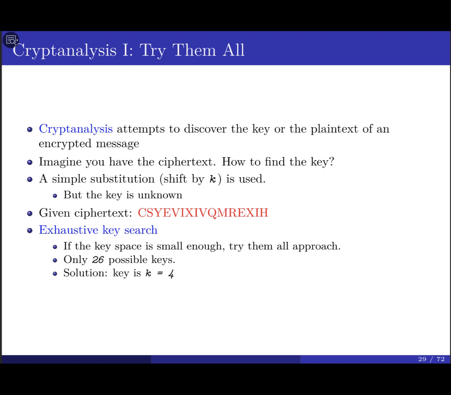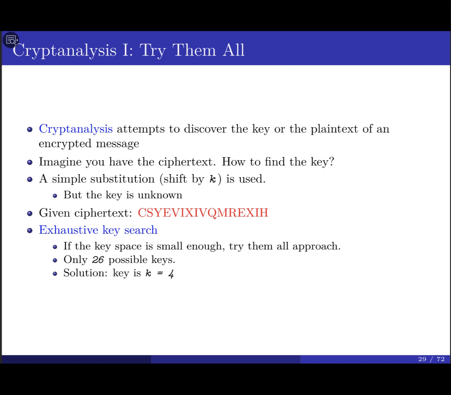So how can you cryptanalyze? How can you try to discover the plain text given the ciphertext? Of course, you need to know what encryption scheme you use. I'm going to say simple substitution, shift to the right by 0 up to 25. Okay? I give you the ciphertext, but I'm not going to give you the key. So now you need to try to figure out all the possible keys here.